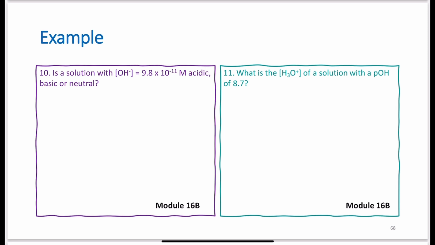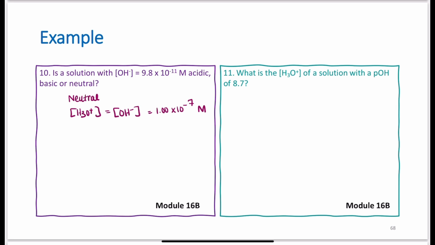Is the solution with hydroxide concentration 9.8 times 10 negative 11 molar acidic, basic, or neutral? What do you guys think? I could do it conceptually or I can calculate it. So let's think about it. If I am neutral, my hydronium concentration equals my hydroxide concentration, and they both equal 1.0 times 10 negative 7 molar. That's neutral.